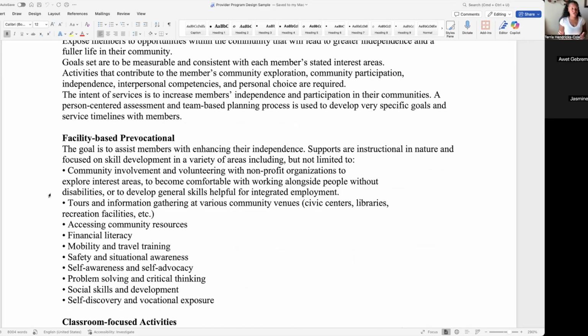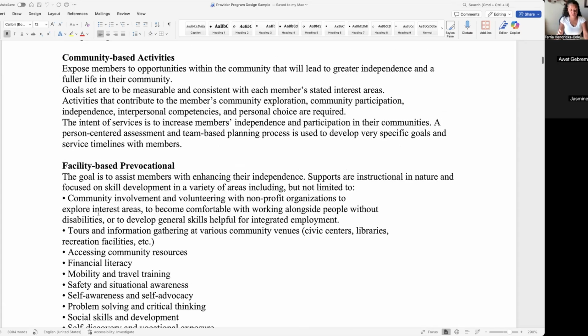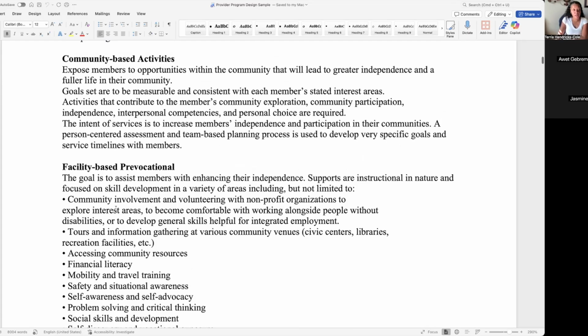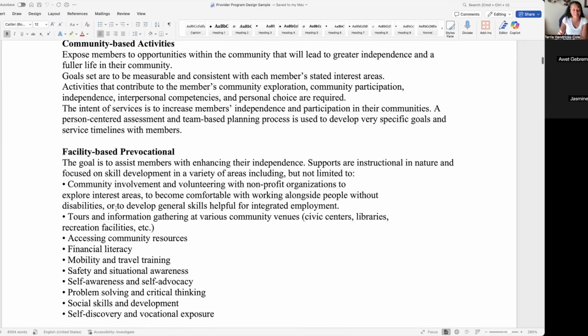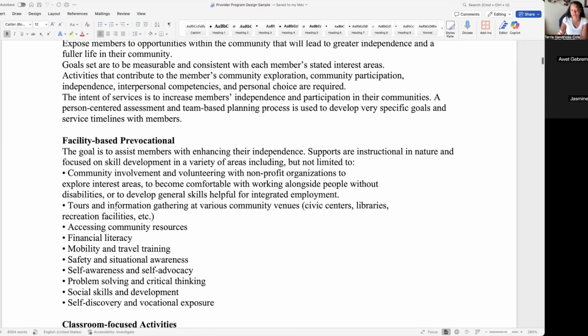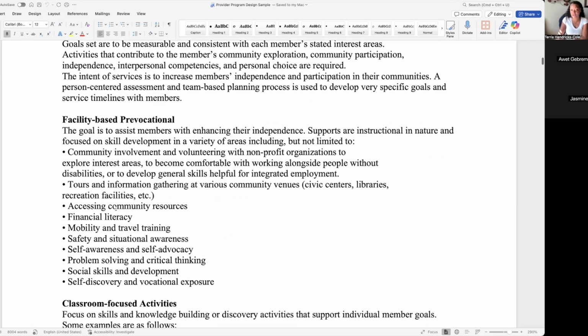They're learning about financial literacy, how to be safe in the community, if they're going to be using public transportation. So yeah, pre-vocational again is another very unique service that you can offer. This is, like I said, in itself one of the unique services. Not a lot of agencies provide pre-vocational, one, because you have to hire to a higher functioning client.